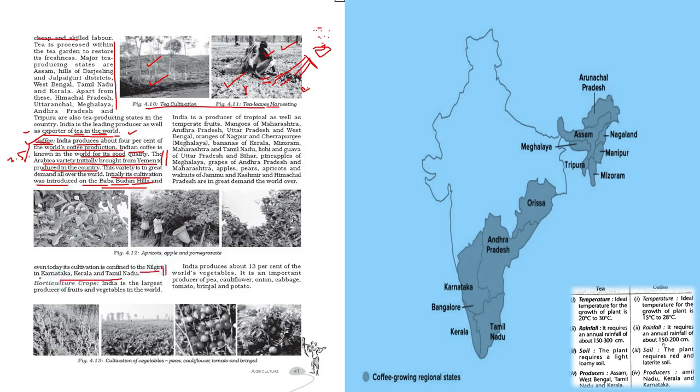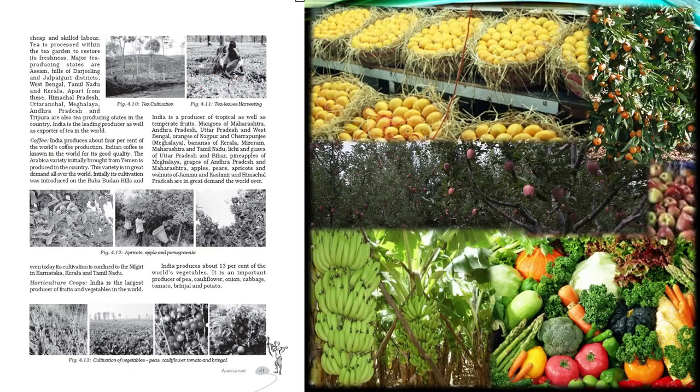Then, further, we have horticulture, that is growing vegetables and fruits. In 2014, or in 2008 as it is given here, India was the second largest producer of fruits and vegetables in the world after China. Again, after China, India is a producer of tropical as well as temperate fruits.